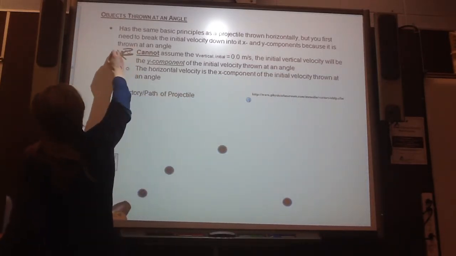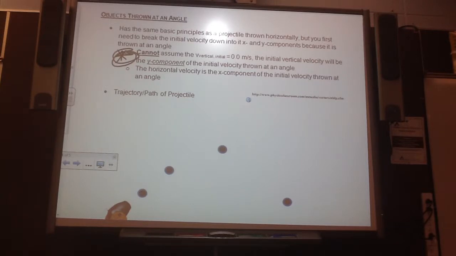This is a big thing that we can't assume. So star, highlight, circle that. The initial vertical velocity will be the y component of the initial velocity, so we can't make the assumption that it's 0. The horizontal velocity is the x component of the initial velocity thrown.